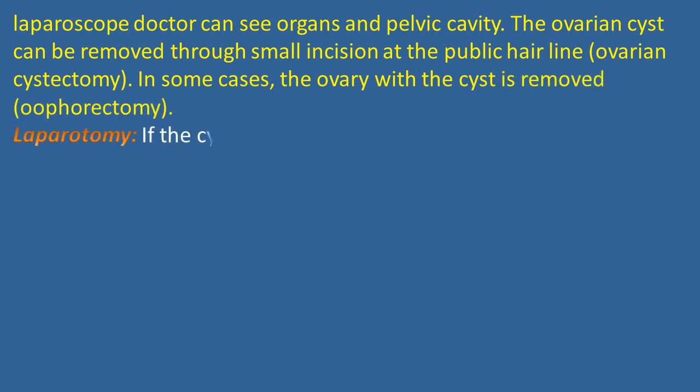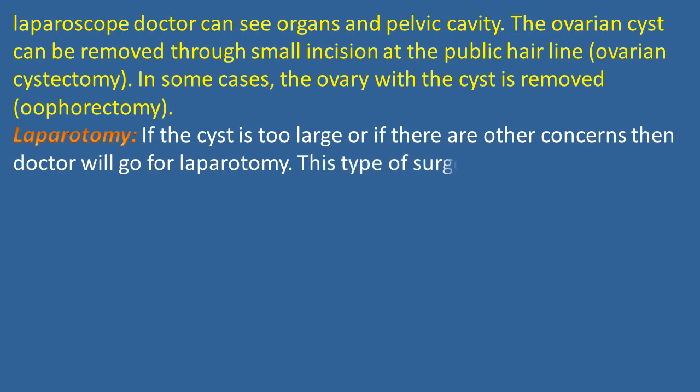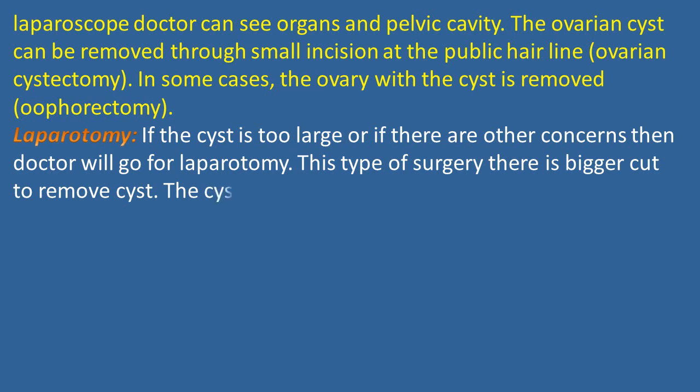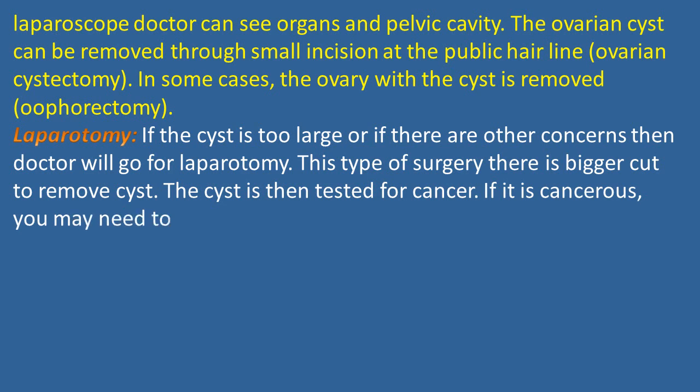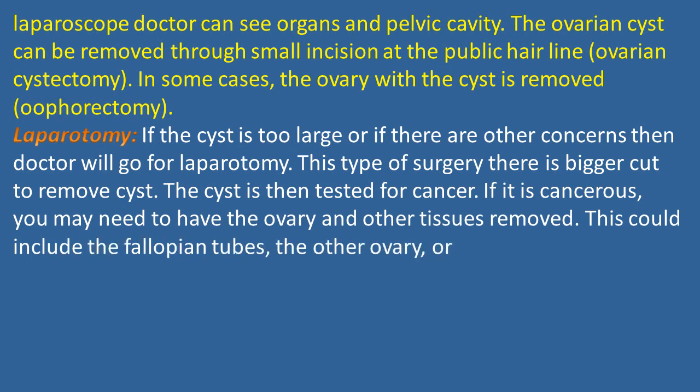Laparotomy. If the cyst is too large or if there are other concerns, then the doctor will go for laparotomy. In this type of surgery there is a bigger cut to remove the cyst. The cyst is then tested for cancer. If it is cancerous, you may need to have the ovary and other tissues removed. This could include the fallopian tubes, the other ovary, or the uterus.